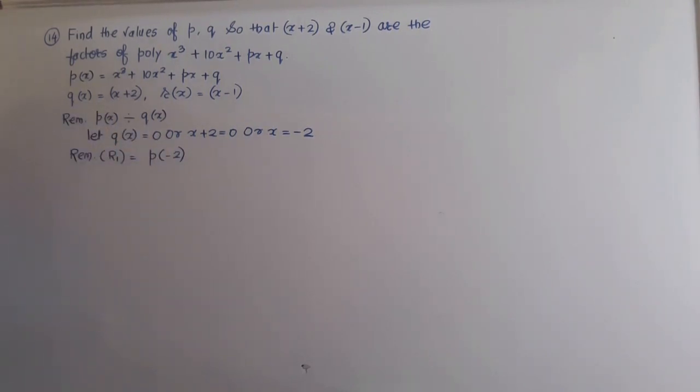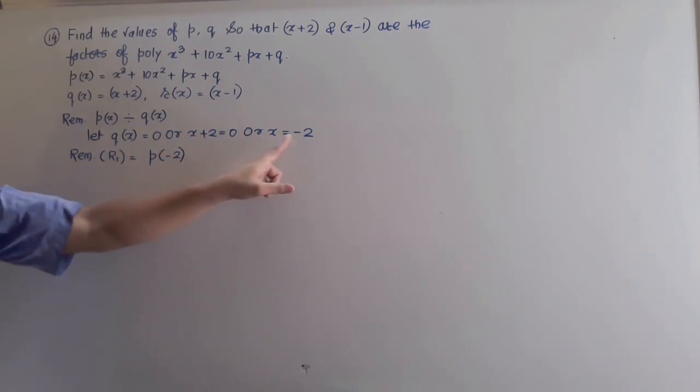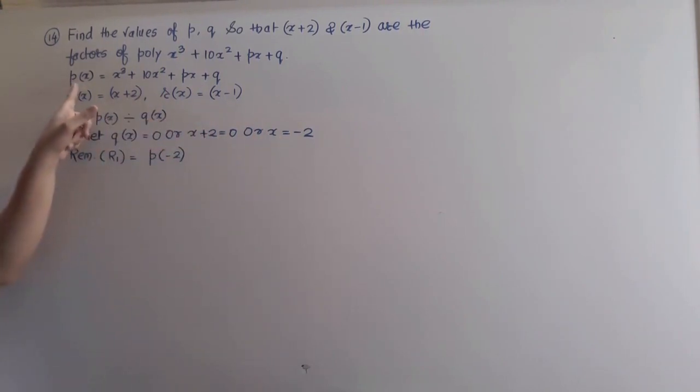Now I think you came to know why I am finding the value of p of minus 2. Because we are dividing p of x by q of x, whatever the remainder I need to obtain, first I kept the value q of x equal to 0. So I got the value of x equal to minus 2. When this value I keep in the p of x, I will get the remainder of the whole division.